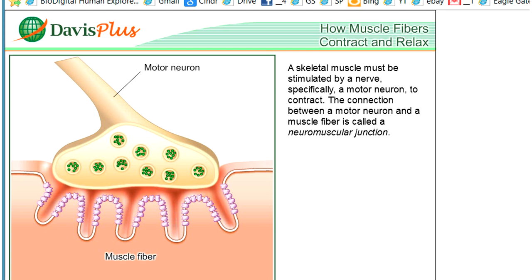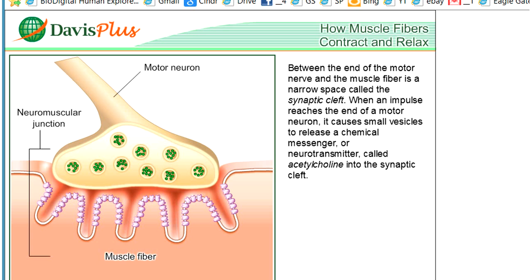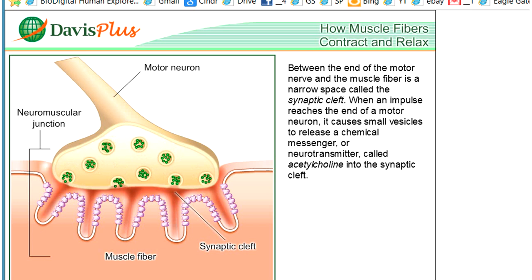A skeletal muscle must be stimulated by a nerve, specifically a motor neuron, to contract. The connection between a motor neuron and a muscle fiber is called a neuromuscular junction. Between the end of the motor nerve and the muscle fiber is a narrow space called the synaptic cleft. When an impulse reaches the end of a motor neuron, it causes small vesicles to release a chemical messenger, or neurotransmitter, called acetylcholine into the synaptic cleft.